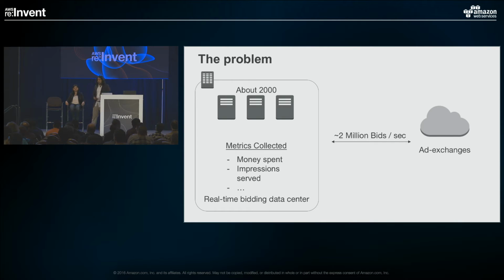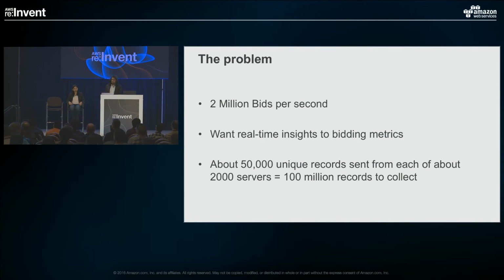As these bids occur, we update various metrics internal to our bidding processes to get a look at how the bidding is proceeding, whether we're going too slowly or too quickly, or if some issues come up along the way. So a number of metrics get incremented or decremented and so on. And we want insight into these metrics in close to real time. So about 50,000 unique records, or numbers, are being aggregated in each of our bidding servers. With 2,000 servers, that's about 100 million records that we need to collect and provide some view on.